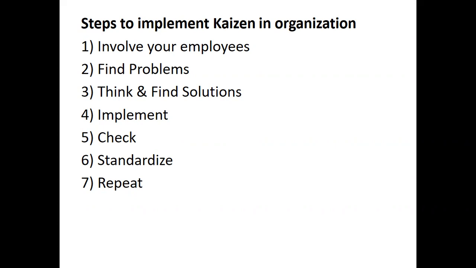Every time we have to think about the involvement of employees, finding the problem, thinking about the problem, finding the solution, implementation of the solution, checking its performance, then you can prepare some standards and repeat. So this is the continuous process. Every time you have to repeat this. So these are the various steps involved in Kaizen.